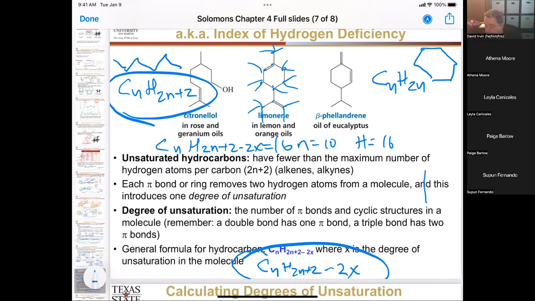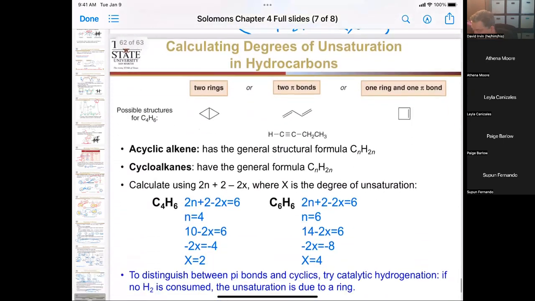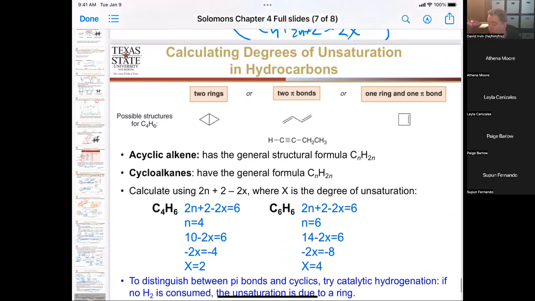And our N is equal to 10. All right, so that means in a fully saturated hydrocarbon, we should have 2 times 10 plus 2 hydrogens. Okay, so let's do our calculation here. What we'll see is 2N plus 2 minus 2x is equal to the number of hydrogens we see in our compound.